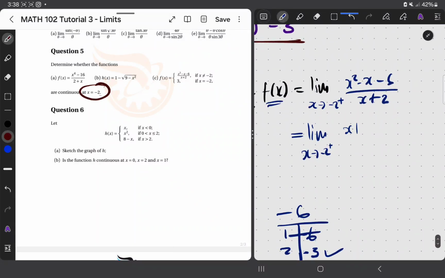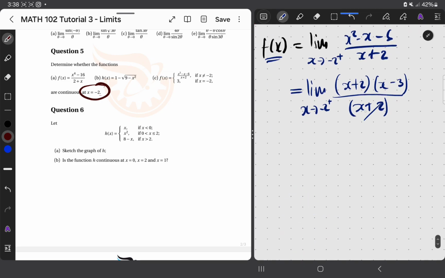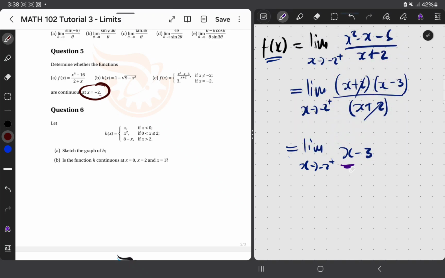So we're going to have x plus 2 multiplying x minus 3, all over x plus 2, like this. Then we cancel out this x plus 2, and so we will now have the limit as x goes towards -2 from the right of x minus 3. As we go towards a certain value, if that is not a fraction, we just substitute. So where there's x, we put -2, so it'll be -2 minus 3, which is just -5. And this is going to be the final solution, and we are done.